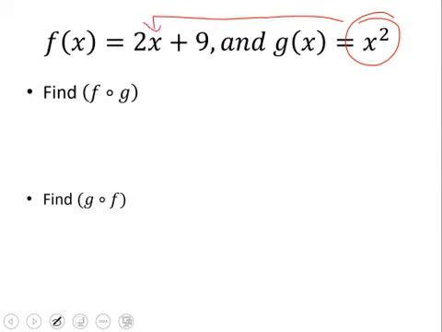So that means we'd replace all the x's. If there's multiple x's, you replace all of them with the g of x function. So we'd have 2 times x squared plus 9, and then we would simplify it, which ends up being just 2x squared plus 9. Okay, so that's your f of g. Now take a second and find g of f.